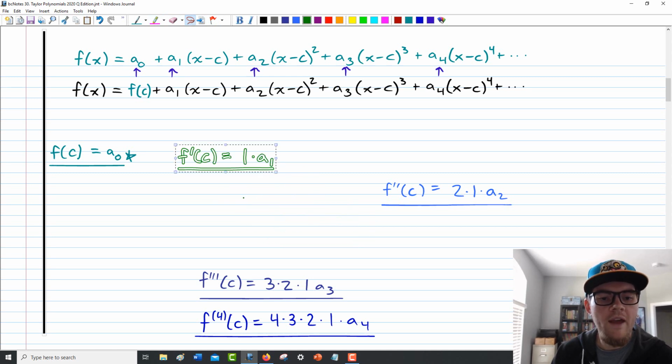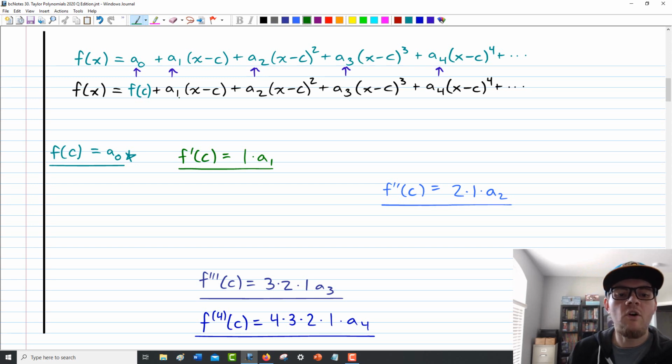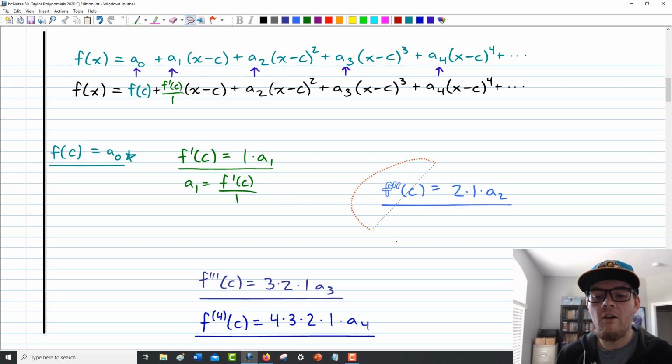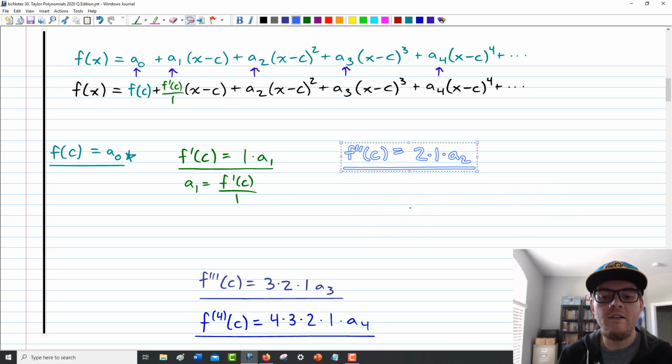Over here in green, we have f prime of c equals 1 times a sub 1. Now, truthfully, you could just go ahead and replace that as f prime of c if you wanted to, but I want to be more specific. I want to point out that this solves really cleanly to f prime of c over 1. The reason I want to point that out is not because I'm one of those people who doesn't want you to simplify, because truthfully, I'd probably enjoy having you simplify your answers, but it's because there's a pattern developing here, and I want you to see the pattern if you haven't yet.